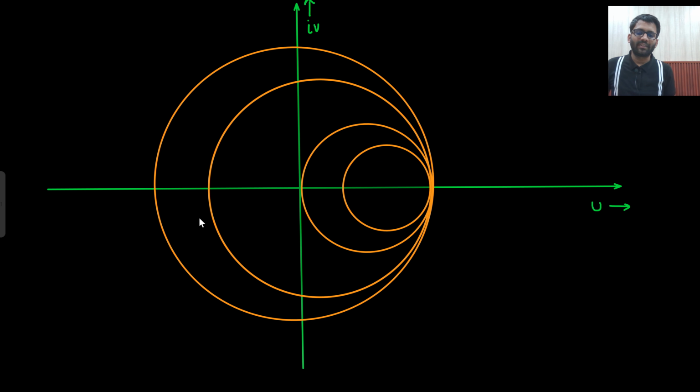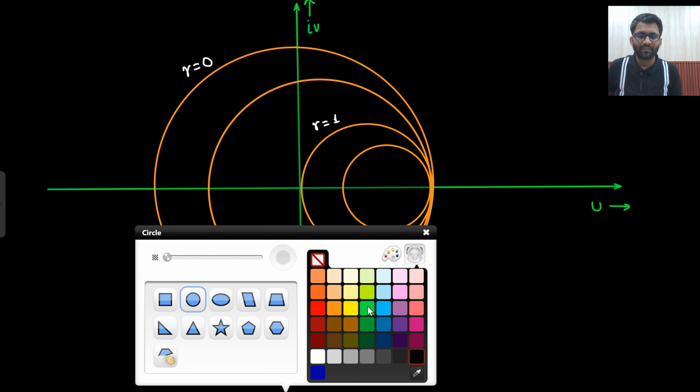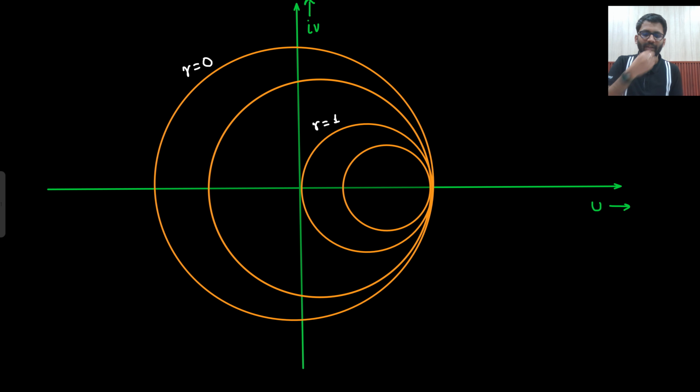Okay, so these are the constant resistance circles I am making. This was your R equals to 0. This could be anything. This was your R equals to 1. These two are very important, R equals to 0 and R equals to 1. Now I'm going to make, with a blue pen, circles that all pass through 1, 0. From 1, 0, more circles will originate going in the upward direction.